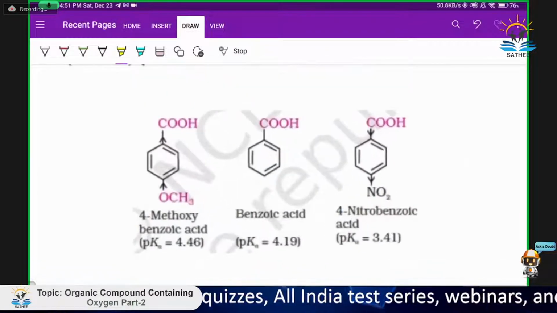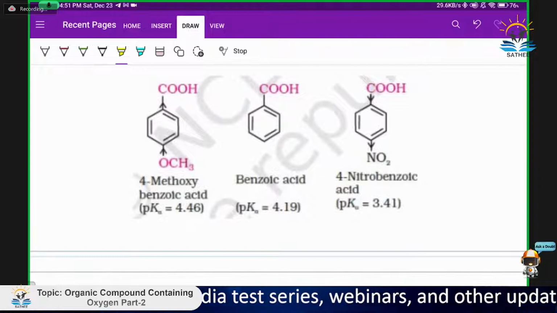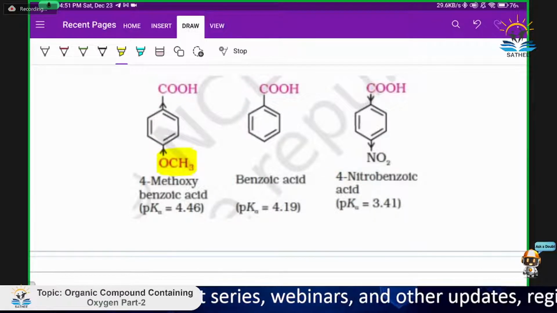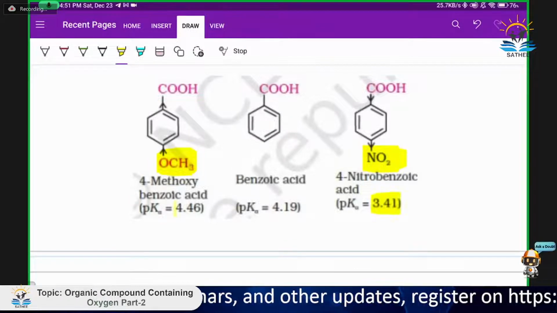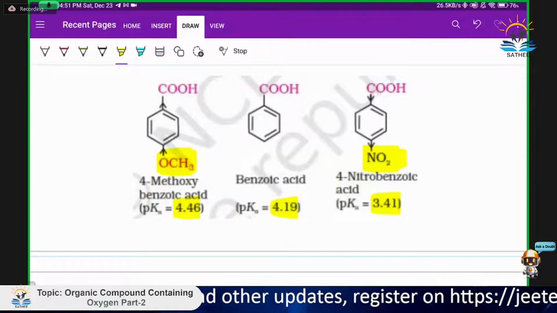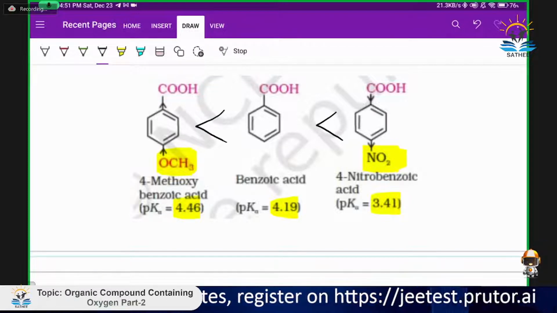So we will see the effect of an electron withdrawing group in benzoic acid. We know CH3 is an electron donating group, and NO2 is an electron withdrawing group. So their pKa values are 3.41, 4.46, 4.1. So this will be the most acidic, and this will be the least acidic.